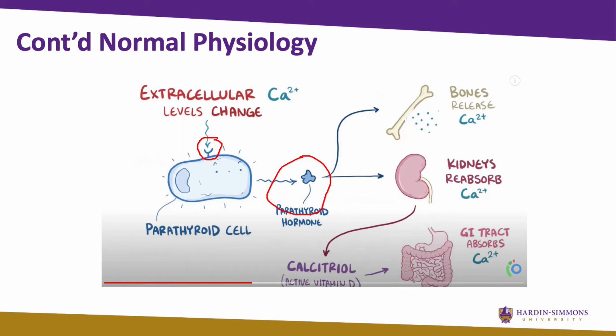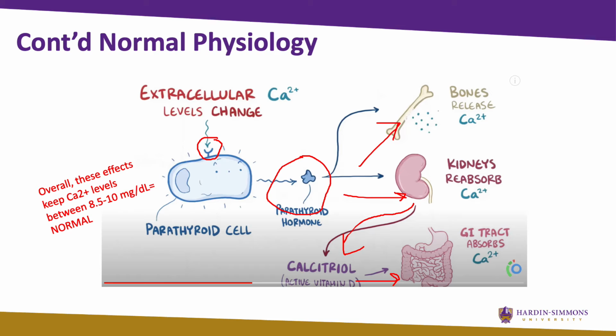The parathyroid hormone gets bone to release calcium, kidneys to reabsorb calcium or synthesize calcitriol, which is an active form of vitamin D, and vitamin D to cause the GI tract to increase calcium absorption. Overall, these effects are to keep calcium levels between 8.5 and 10 milligrams per deciliter in the blood, which is our normal levels.